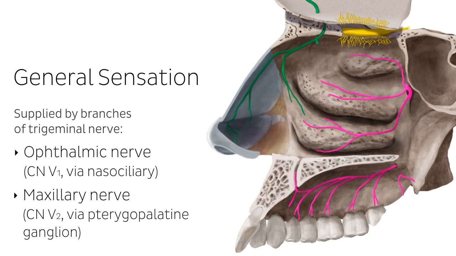And it's important to note that the ophthalmic nerve receives sensory information from the nasociliary nerve and its branches, which are highlighted in green here, while the maxillary nerve does not receive any direct branches in the nasal cavity. Instead, some of its fibers run along the branches of the pterygopalatine ganglion.